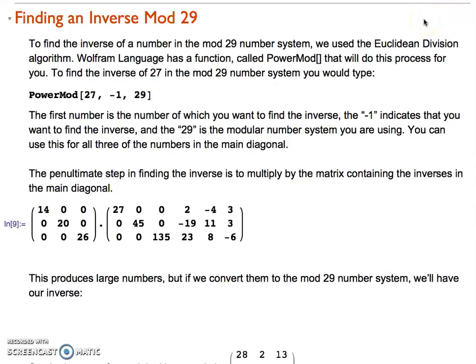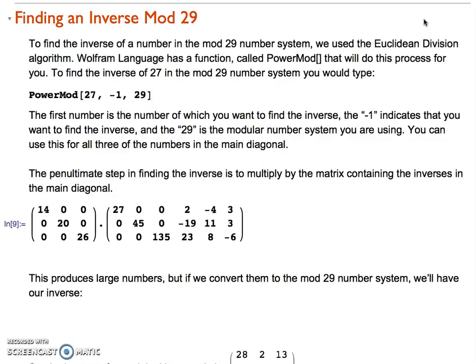In the second part, we're going to look at how to find the inverse mod 29 of a number, actually of an entire matrix, using the Wolfram language. You should have already watched the video about the Euclidean division algorithm and how to find the inverse of a number in the mod 29 number system by hand. It's an important fundamental algorithm in number theory and mathematics in general, and so it's a really good algorithm to understand and know. But I will show you now how we can do that effortlessly on the computer.